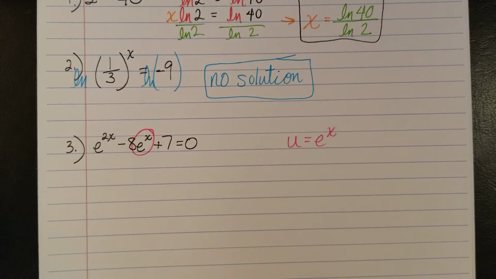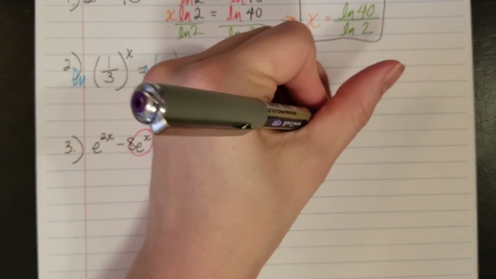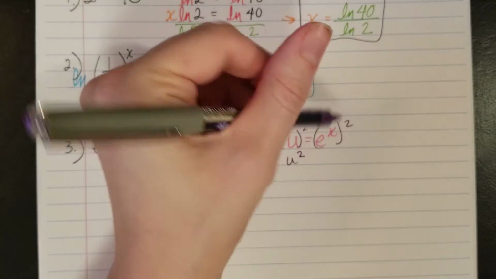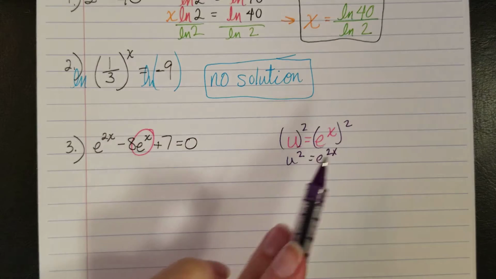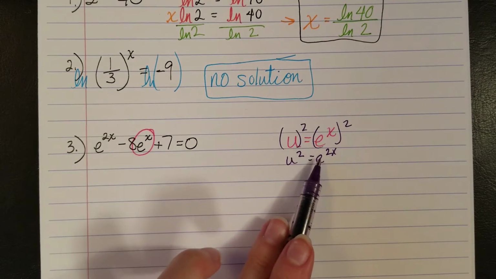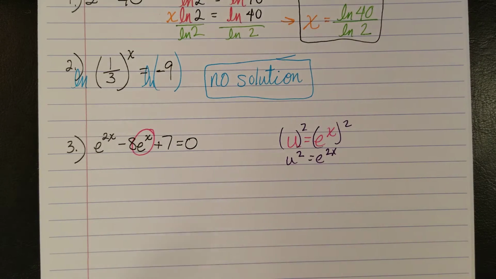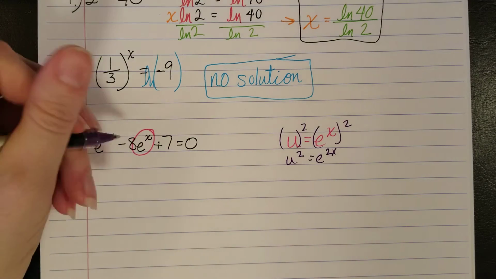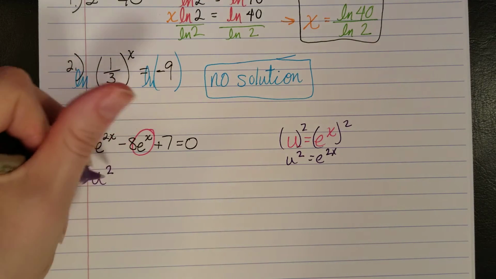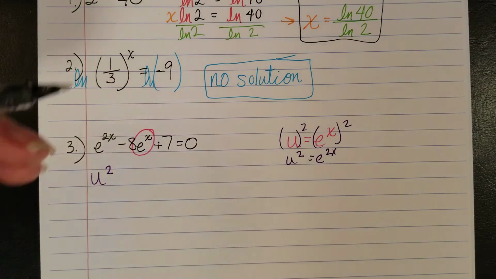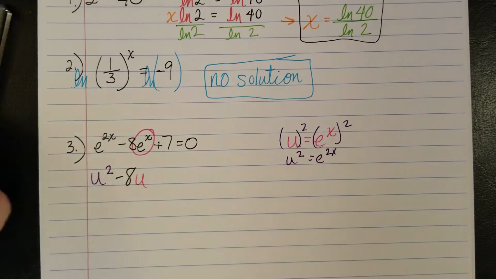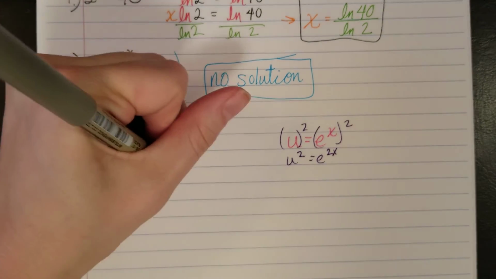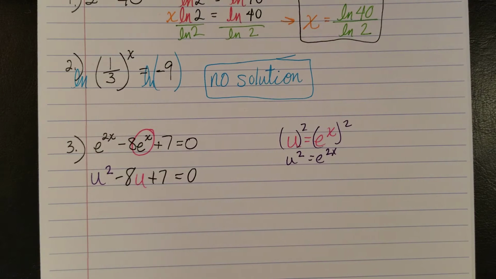If you square both sides of that, u squared, so multiply the exponents, x times 2, that's 2x. So we're going to replace e to the x with u, and we're going to replace e to the 2x with u squared. And then it's just going to pretty much look like a quadratic. So we have u squared minus 8u plus 7 equals 0. And I think we should be able to just factor that.